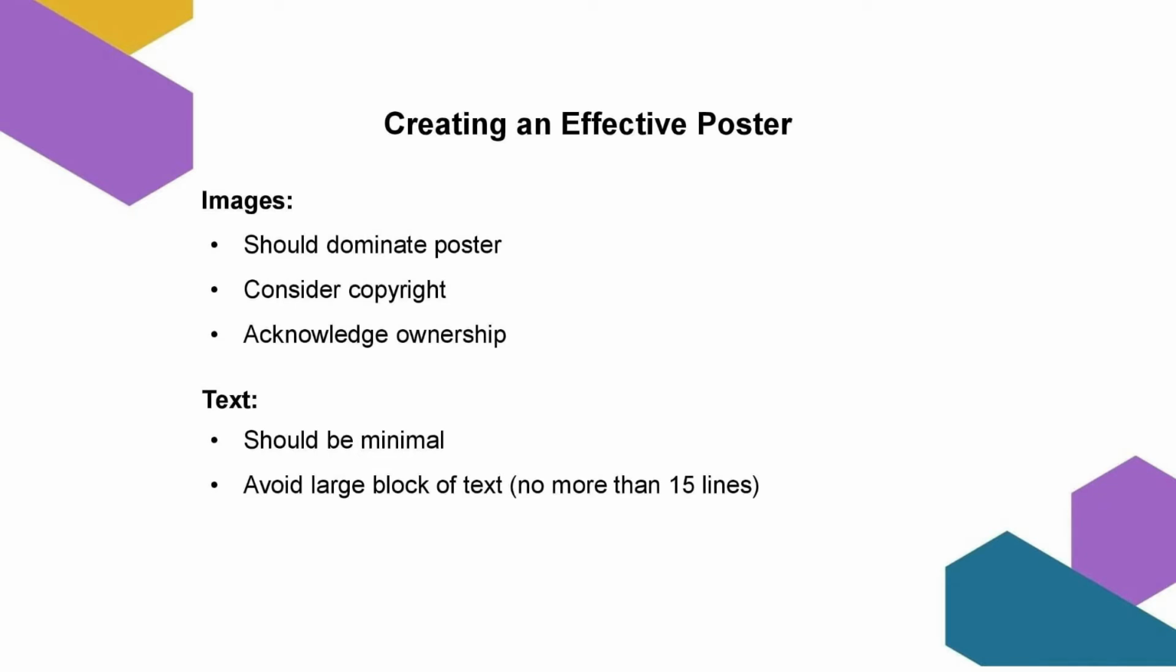Text. Don't have too much text. Be sparing in your use of text and avoid large blocks of text. The recommendation I've given here is no more than 15 lines of continuous text in the body of your poster. And that's because people won't read it. It needs to be readable. And the longer it gets, the less they're going to read it. So try and keep that down to at most 15 lines. And if you think of 15 lines in a column, you might not have more than 3 or 4 words in each line.